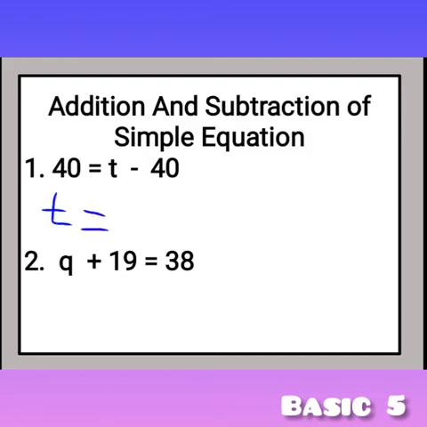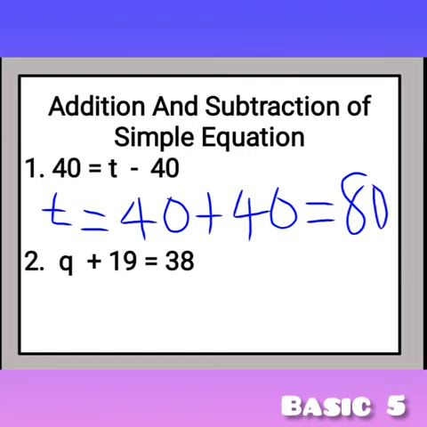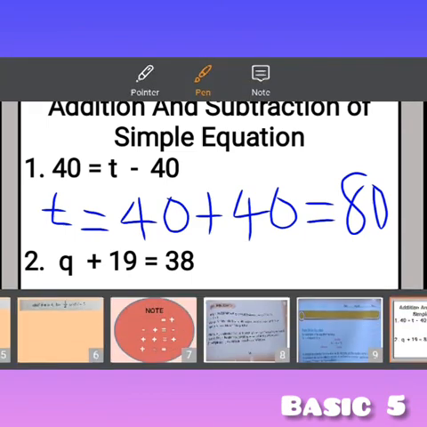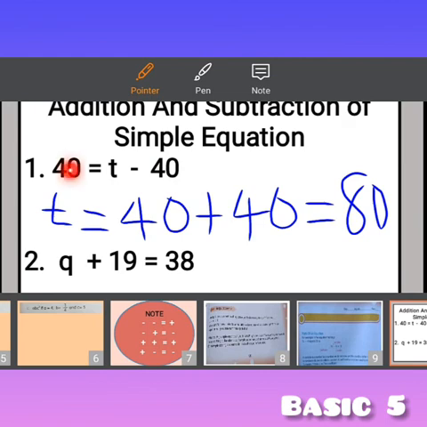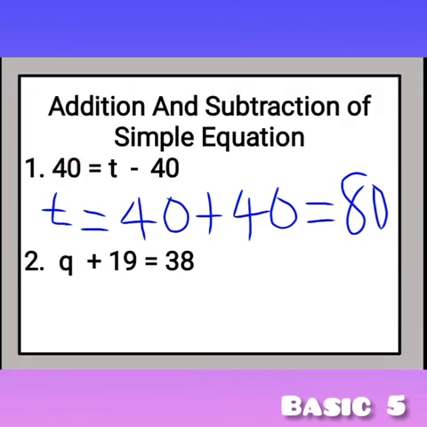So t equals 40 plus 40, and this will give us 80. Now, if you substitute the value of 80 where t is, we have 80 minus 40, and we know that 80 minus 40 is still equal to 40. Do we understand?